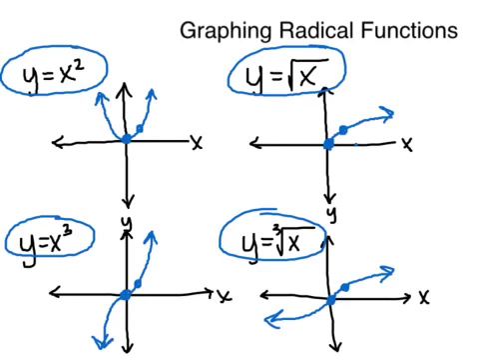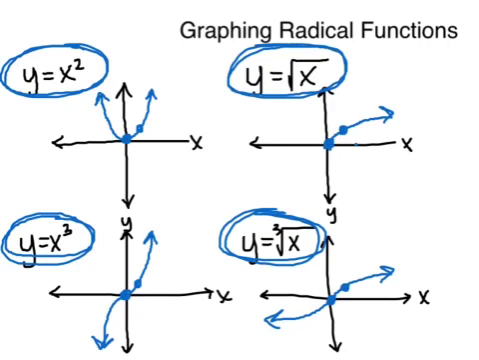So the main thing I want you to notice is that x to the third and the cube root of x are inverse functions of one another. X squared and the square root of x are also inverse functions of each other.